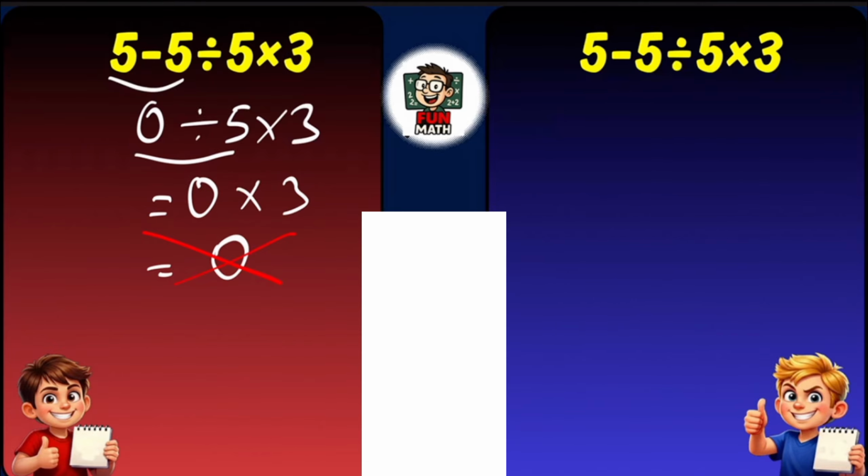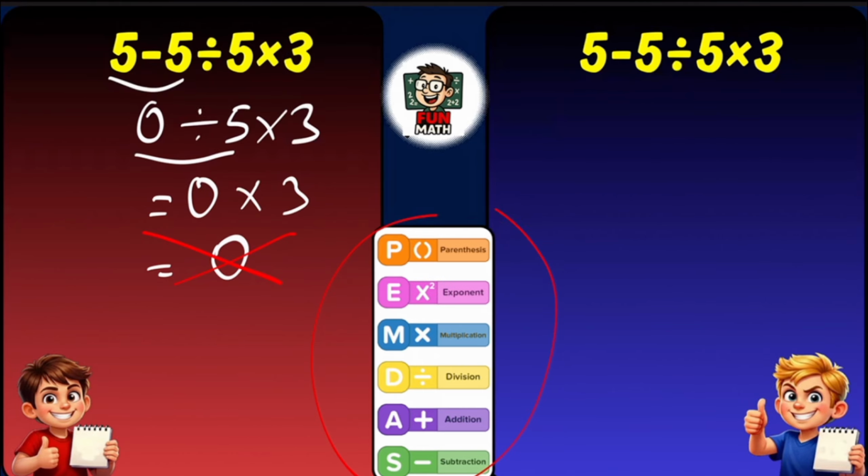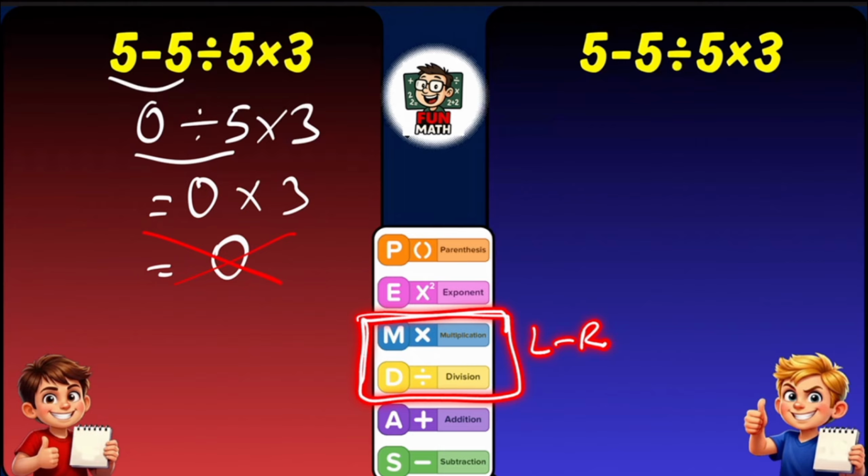The order of operations is coded as PEMDAS. P stands for parentheses, E stands for exponent, M stands for multiplication, D stands for division, A stands for addition, S stands for subtraction. Here we have another rule. There is no order between multiplication and division. Operations are done from left to right. Similarly, there is no order between addition and subtraction. Operations are done from left to right.